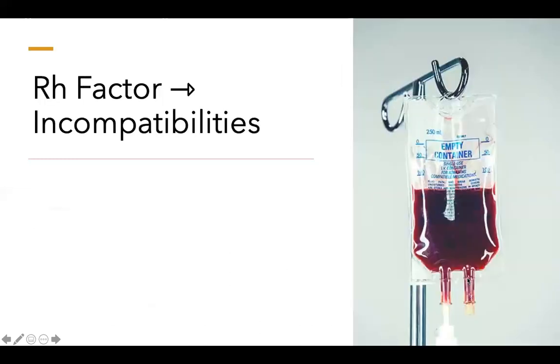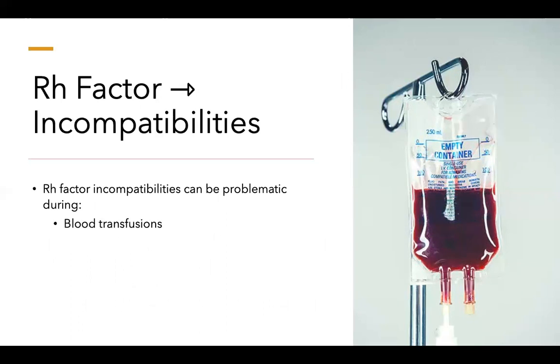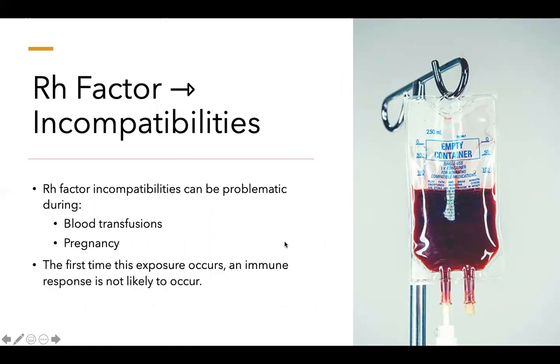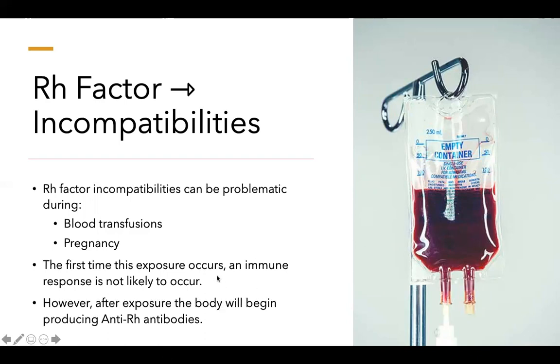Okay, so let's look at a couple incompatibilities. So if you mix blood types that are not what's called compatible, it can be problematic. So this can be problematic during a blood transfusion and for the Rh factor, especially for pregnancy. So the first time your body's exposed, an immune response is not likely to occur. Your body just kind of goes like, what are these different antigens in my body? But at first they don't act immediately because they don't have the antibodies built. But because they had been exposed to something that was different, your body is going to prepare for next time.